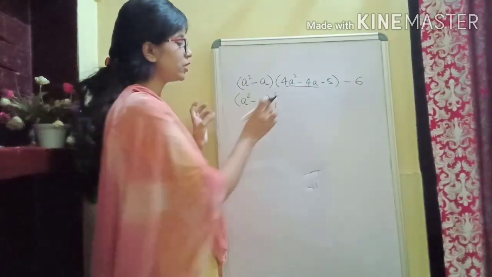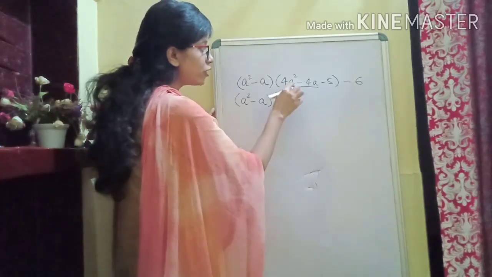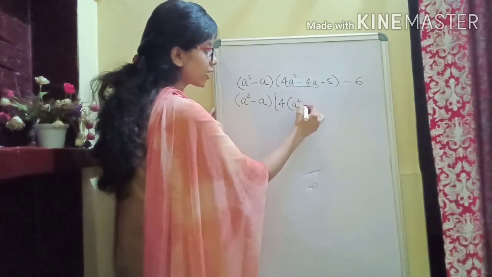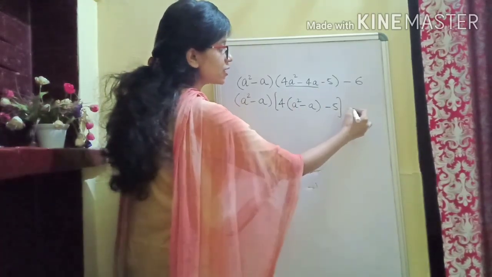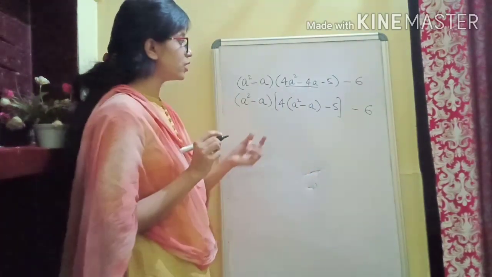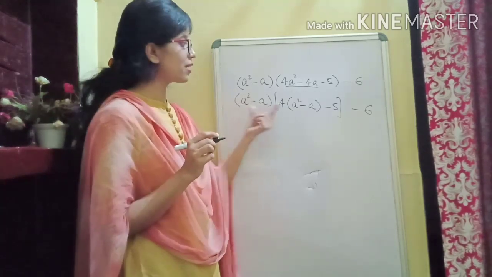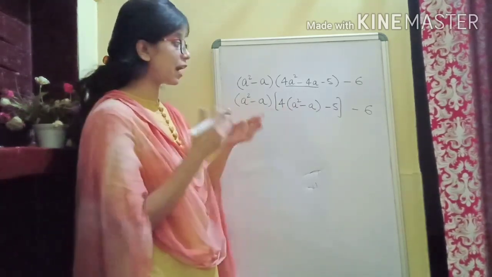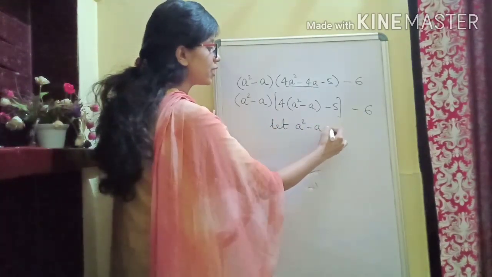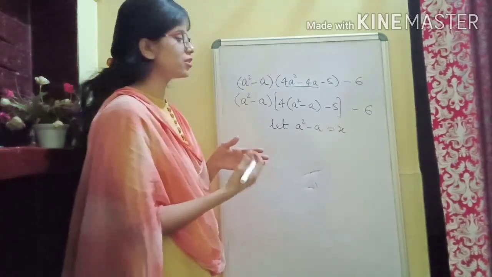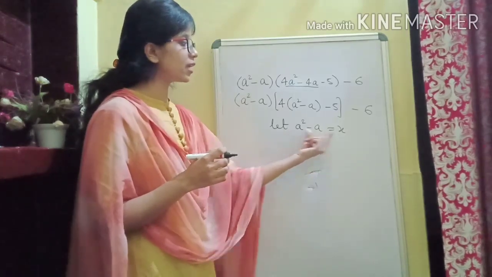Why not? Because I'm telling you here, take 4 common, and when you take 4 common, what are we left with? First term we are having a square, and second term we have a, isn't it? And then minus 5 we will be writing as it is, and then minus 6. Now you see, since we have not taken a common from here, we are getting a square minus a, here again we are getting a square minus a. That means, to simplify, we can take a square minus a as x, you can take it as y, you can take it as any other variable. So this is how we are substituting a square minus a as x.